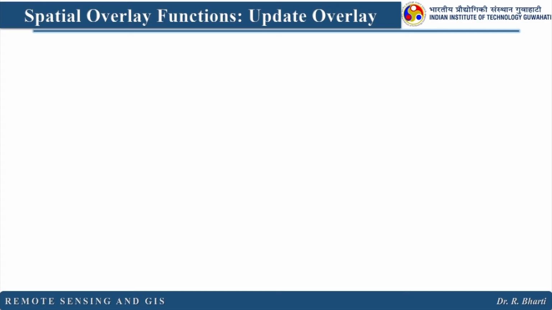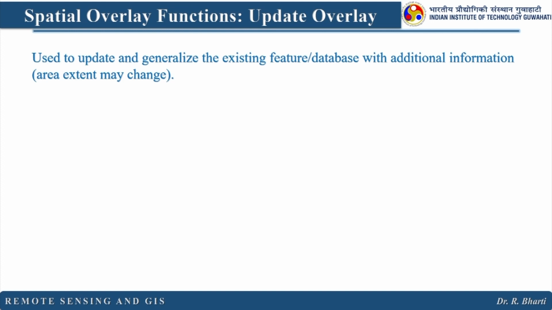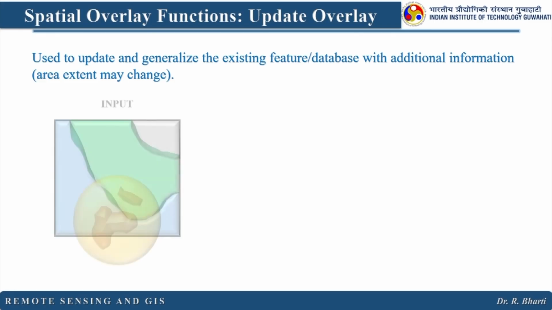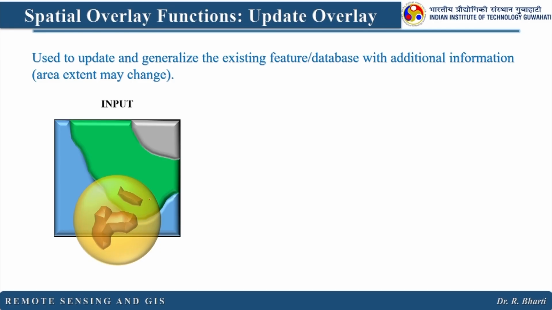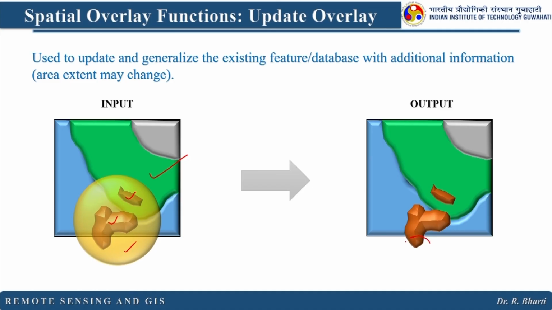So this kind of application you can think of when you are using or working in GIS. The next one is update overlay. So used to update and generalize the existing feature or database with additional information, and here the area may also get changed. Why? Because you are going to update. So here this is your original image and these features are basically extra. So you want to update the original map with this one. So here the output will have extra features apart from this boundary, whatever it was, right? So here the features are also updated and the area is also changed. So it depends, like if your both the layers are of same area, then you may not have any aerial extent change, but if they are different, then this condition may arise.